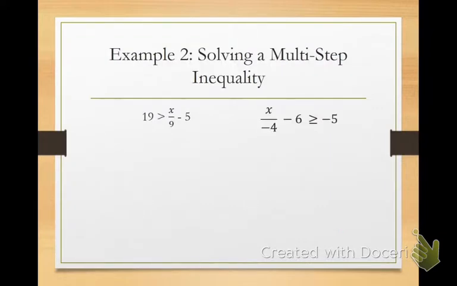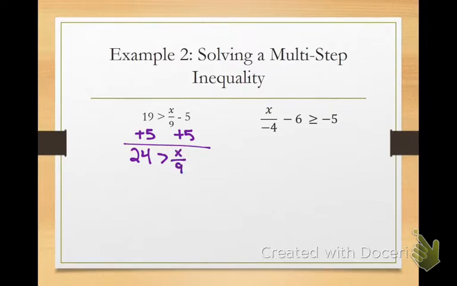All right, so 19 is greater than x over 9 minus 5. We need to solve this, and we solve it the same way that we would solve a two-step equation. We have to move what is not connected to the variable first. That would be the number that's by itself. So if I want to move negative 5 to the other side, I need to add 5 to both sides. 24 is greater than x over 9.